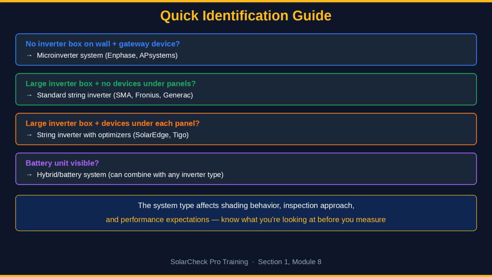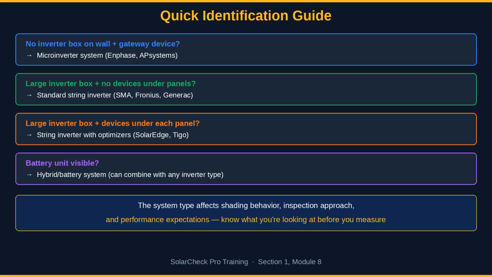Here's a quick identification guide. No inverter box on the wall plus a gateway device? That's a microinverter system. Large inverter box with no devices under the panels? Standard string inverter. Large inverter box plus devices under each panel? String inverter with optimizers. Battery unit visible? Hybrid system, which can combine with any inverter type.